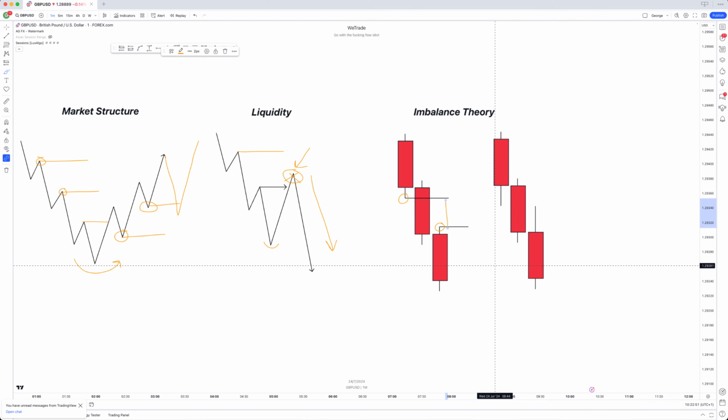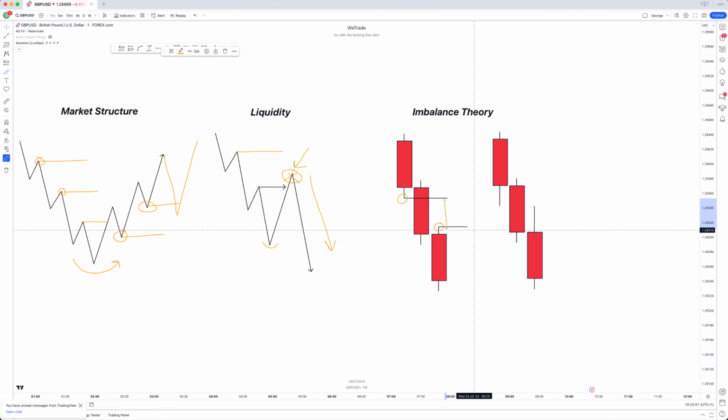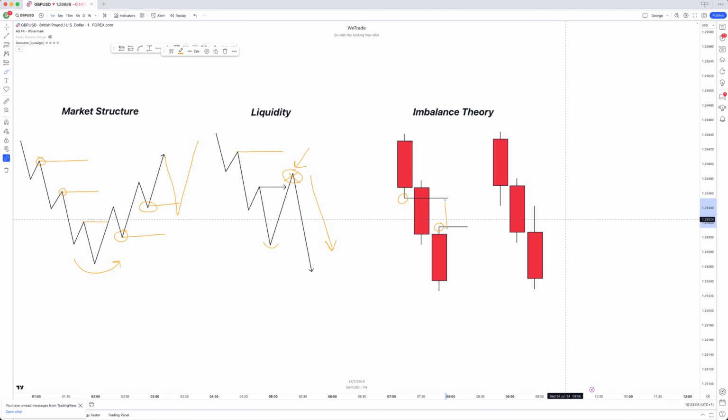So imbalance theory tells us that when there is an imbalance present, the market is likely to want to return back to that imbalance to rebalance the market, okay? Now, on the other hand, we then have what we call a balanced market, right? The market is moving and exchanging hands as it should be.